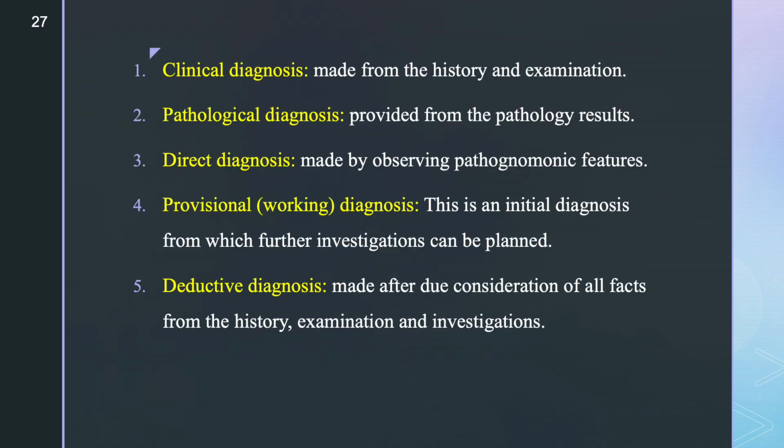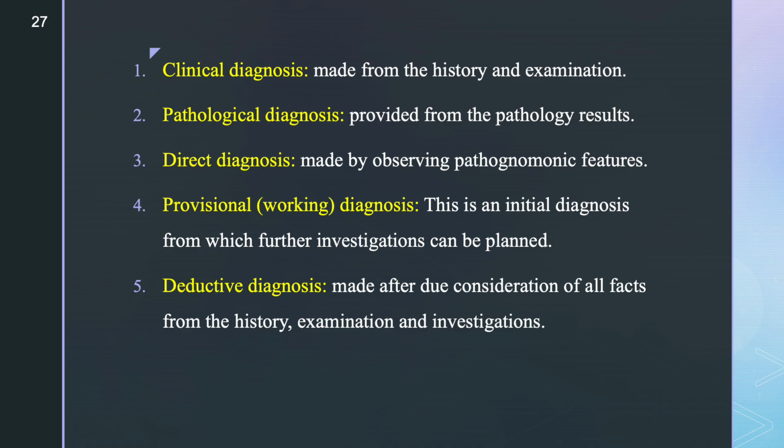These are a few terminologies that you're expected to know when it comes to diagnosis. A clinical diagnosis is made solely from history and examination. A pathological diagnosis is provided from histopathological results. And a direct diagnosis is made by observing pathognomonic features. For example, if I say that this patient has Wickham striae, it means it's a pathognomonic feature of oral lichen planus. And then we have a provisional or a working diagnosis, which is an initial diagnosis which is made, following which the investigations can be planned.